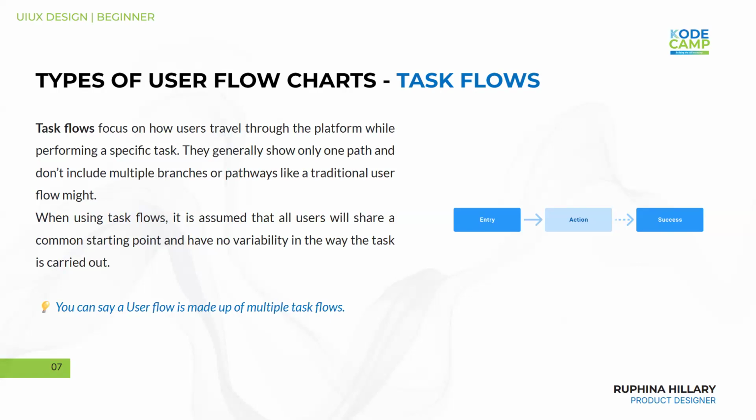We can take an example from when we were talking about user stories. For each persona that was created, we created three user stories, and these three user stories were pointing at three different features. So now a task flow would pick one of these features and create a walkthrough, a user flow of just that specific task.